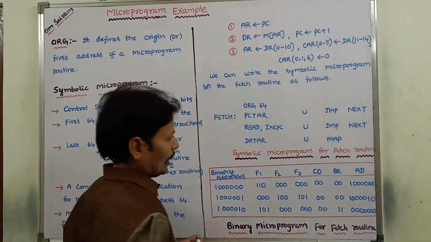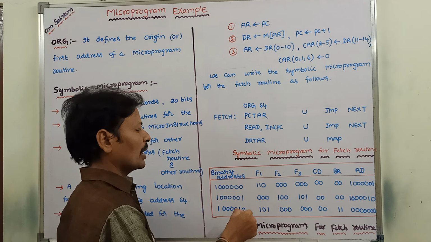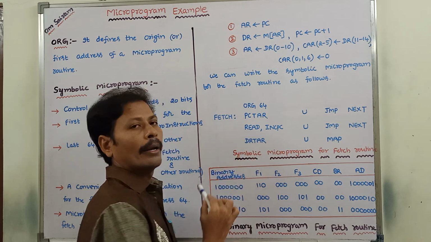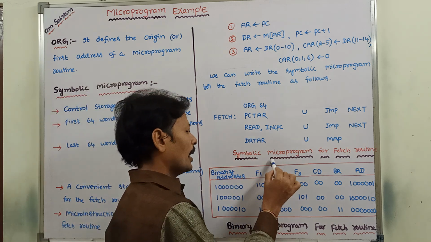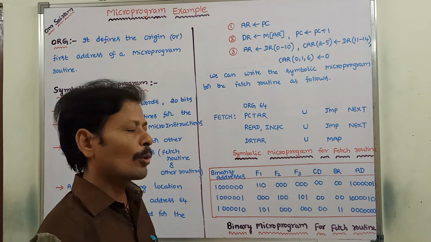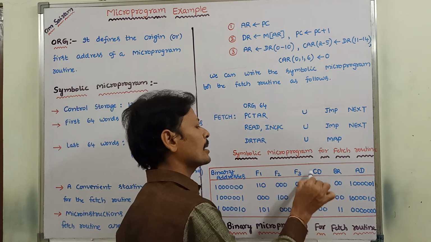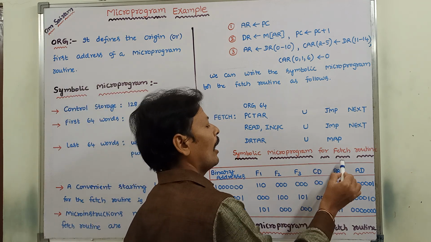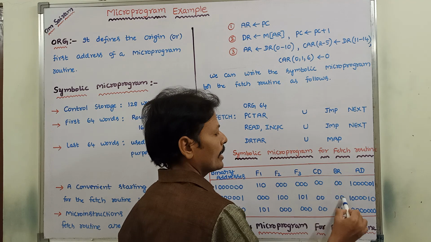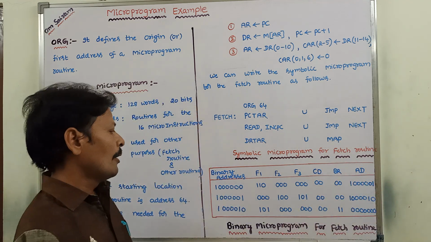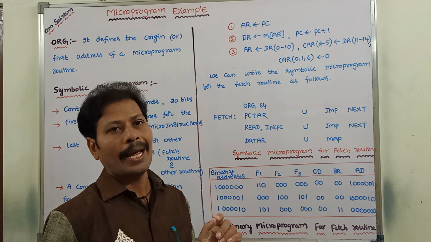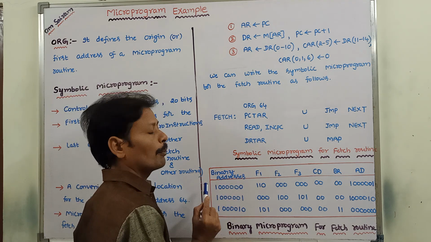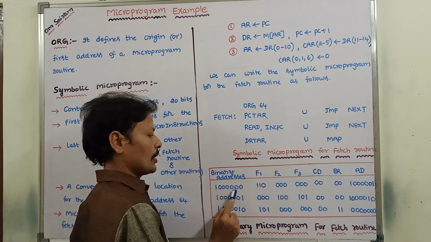So here in this one, the first column represents the binary addresses and the second column represents the F1 micro operation. The third column represents the F2 micro operation. The fourth column represents the F3 micro operation, and this is a CD field, this is a BR field, and this is an AD field. The fetch routine always starts at address 64. So this is the binary equivalent of 64, 1 followed by 6 zeros.